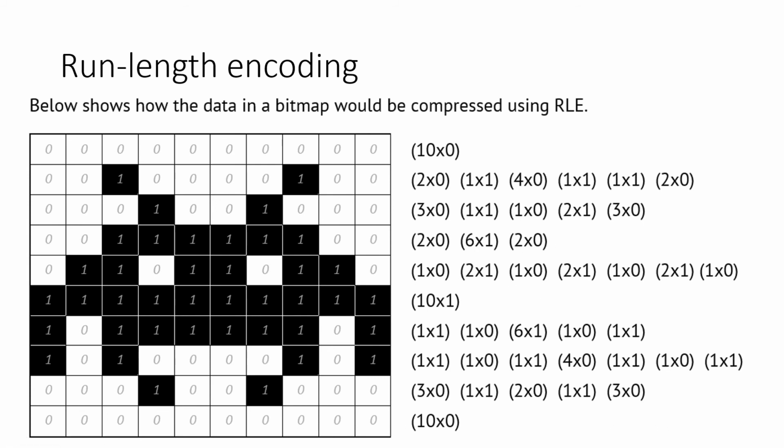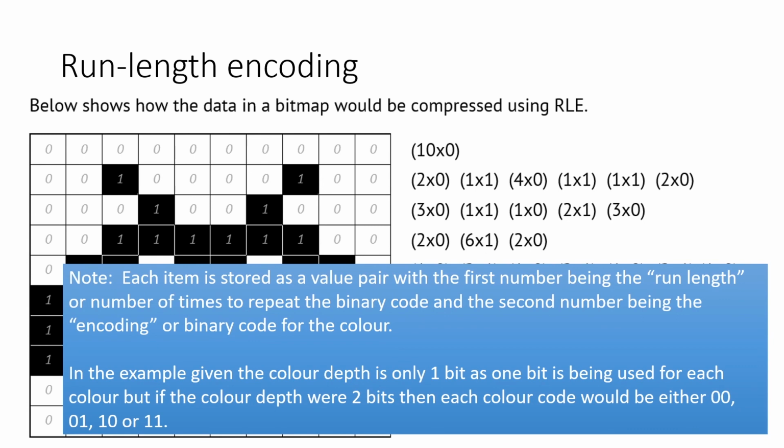Now in this example, we've used black and white, and we're using it as frequency followed by value, and the color depth here is 1, so we're only using 1 bit, so a 0 or a 1. If the color depth had been 2, we'd have to represent it as 00 or 01 or 10 or 11. So you might say 10 followed by 00, 2 followed by 01, that kind of idea.